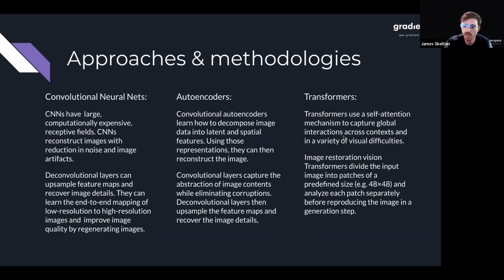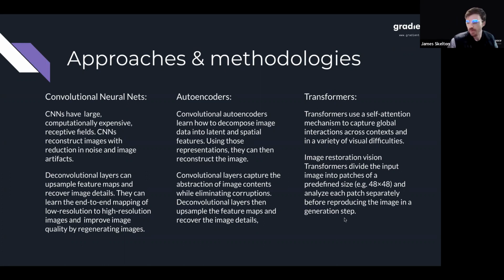And finally, transformers. These are a little bit more niche and less common, but the paper I found about transformers used a self-attention mechanism to capture global interactions across the different contexts and in a variety of different visual difficulties. The transformers, the ones that I looked at, divided the input itself into patches and kind of batched through them and analyzed each patch separately before reproducing the image in a step per generation. And we're able to get an upscaled and restored version of the photo made piecewise.